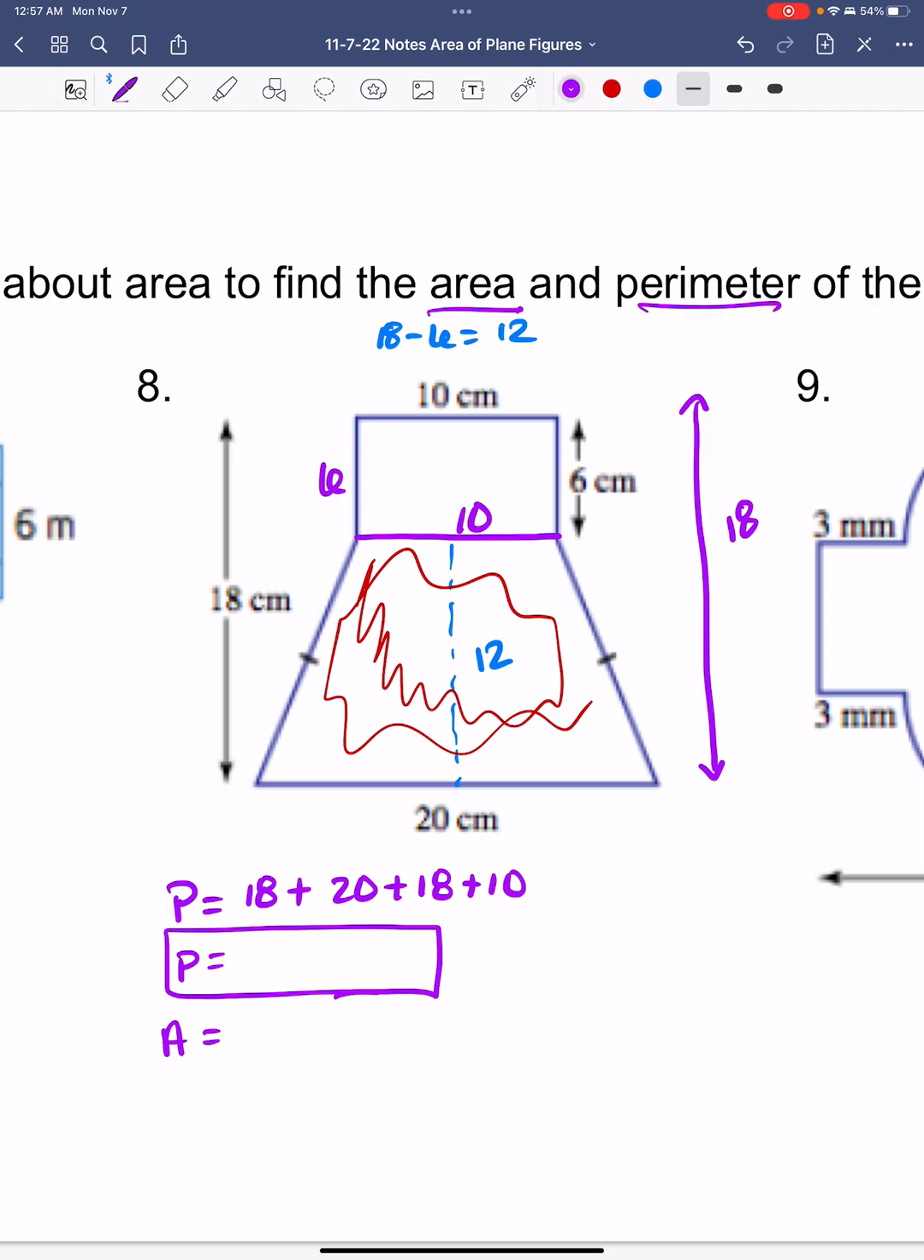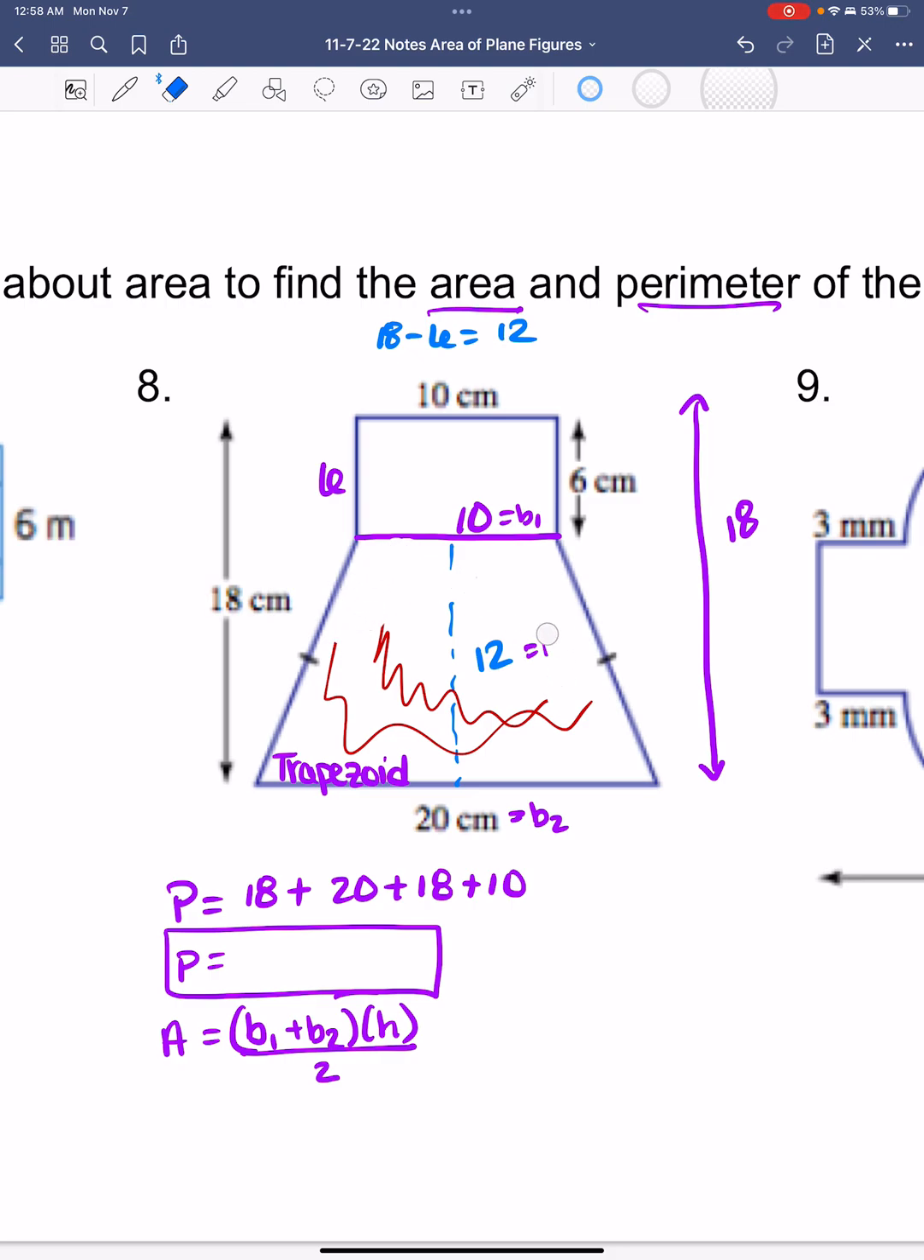So what I need to do is get the formula for the area of a trapezoid. Well, area of a trapezoid is going to be base 1 plus base 2 times your height, all divided by 2. Now, this is going to be your base 1. This is going to be your base 2. And this is going to be your height. Okay? And if you need to make a little side note that says this is a trapezoid, so you know exactly where you got the equation from, then please go ahead and do so. I'm going to go ahead and take off this little squiggly red stuff so that it doesn't distract you.